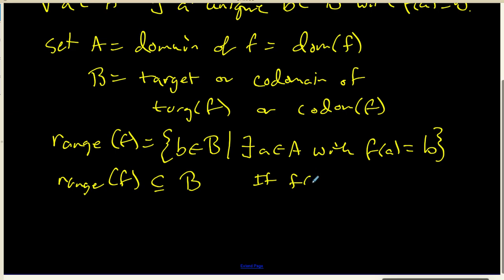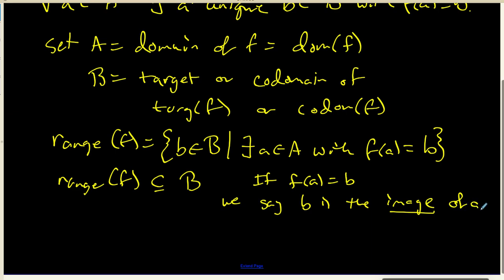There's a couple more things that I also want to add in this vocabulary. If f of little a is equal to b, then we say b is the image of a. We also say that f takes a to b. And the pre-image of b is a little bit more difficult, so let me look at that for just a minute.